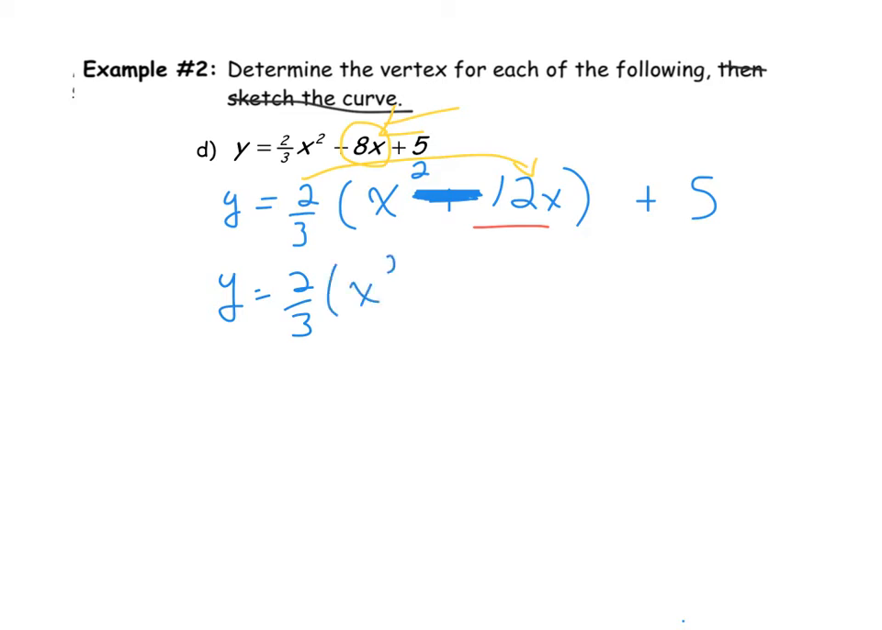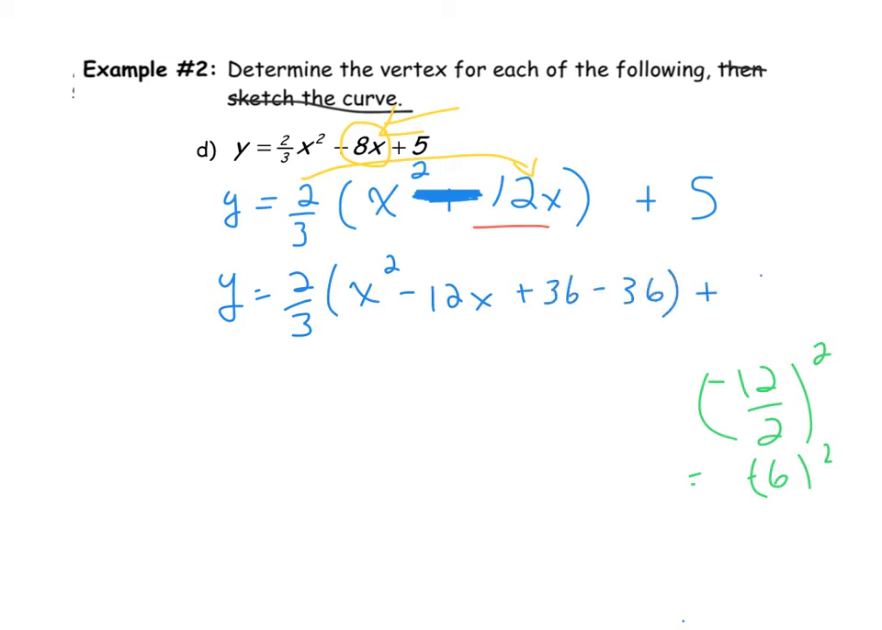So I have x squared minus 12x on the side. I'm going to take my negative 12, divide it by 2, and then square it. So negative 6 all squared is going to give me positive 36. So I'm going to add in 36, subtract out 36. And then add in 5, which was there, and I'm not going to touch it.